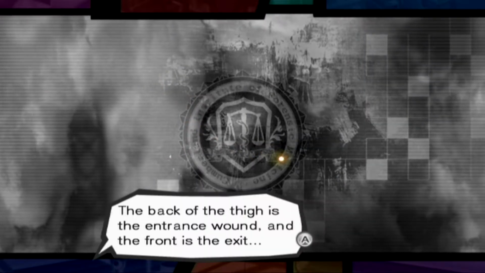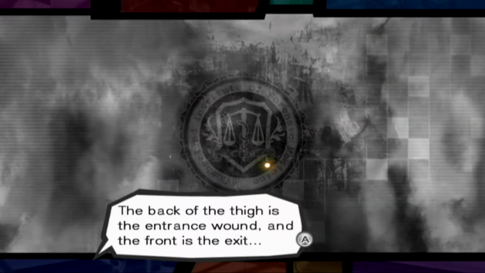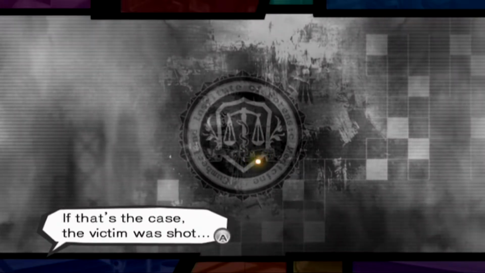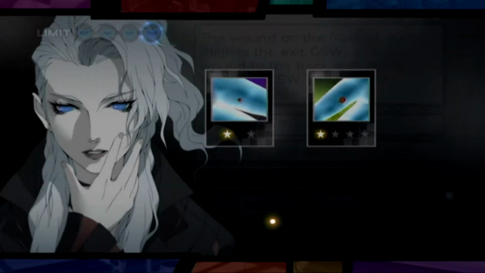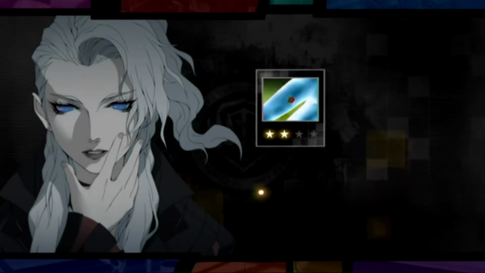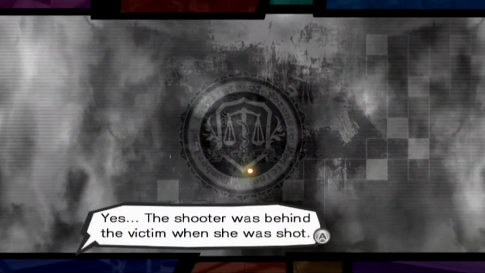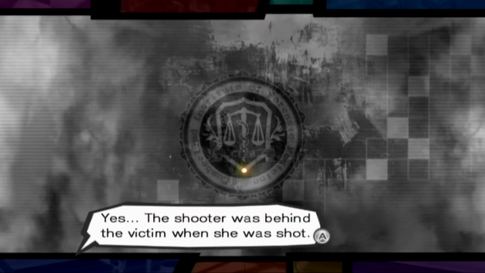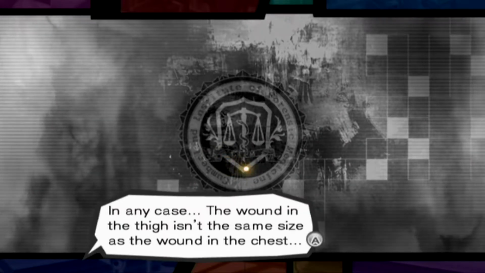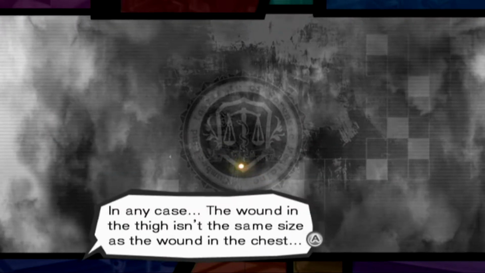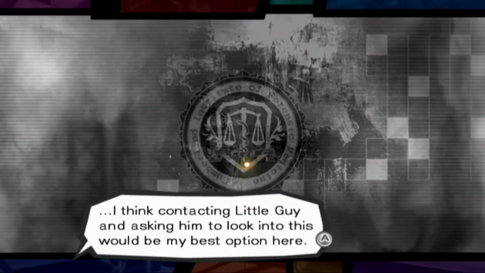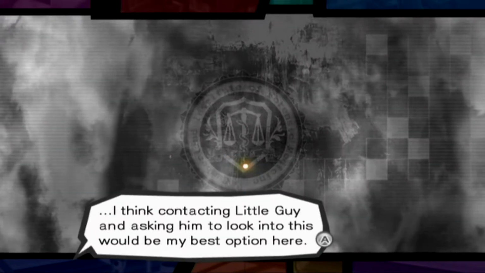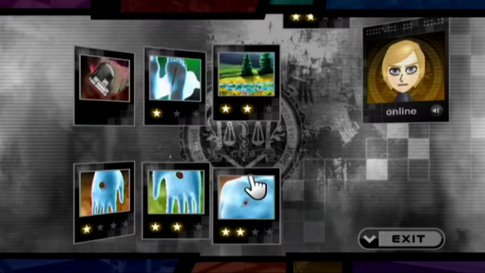The back of the thigh is the entrance wound, and the front is the exit. If that's the case, the victim was shot. Yes, the shooter was behind the victim when she was shot. In any case, the wound in the thigh isn't the same size as the wound in the chest. Could this mean that two different firearms were used? I think contacting Little Guy and asking him to look into this would be my best option here.